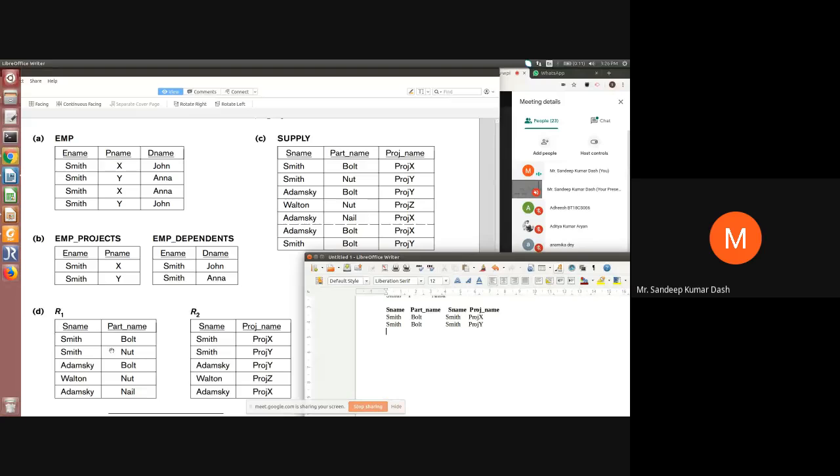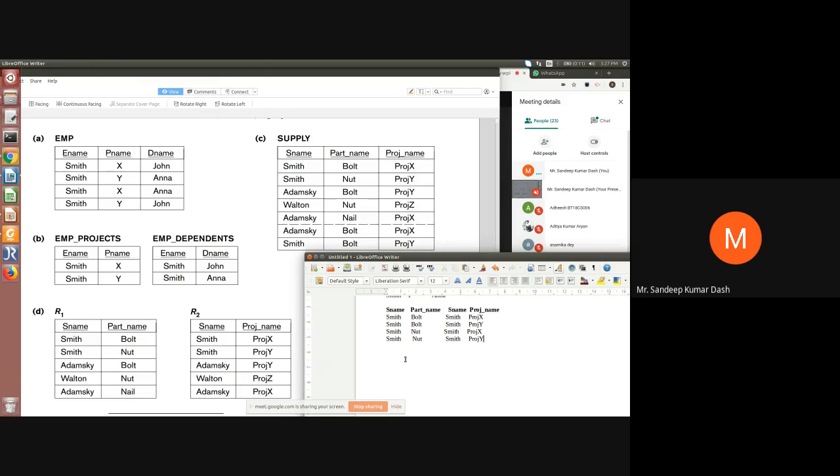Now again, Smith will be matched with this row. Smith will be matched with these two rows. So Smith knot will be combined with Smith projectiles. Then again, Smith knot will be combined with Smith projectile. Fine or not? Likewise, you go on combining the rows. Again, it will be having Adamski bolt. Then it will match with Adamski project Y, Adamski project X.